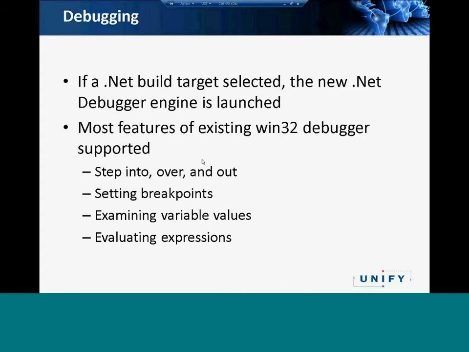And to finish this presentation, talking a little bit about the debugger, I mentioned before that we have a new debugger, but it's, again, totally integrated into the Team Developer IDE. So if a .NET build target is selected, the new .NET debugger engine is automatically launched. Most features of the existing Win32 debugger will be supported, and we are going to allow step into, over and out, set breakpoints, examine variable values, and evaluate expressions exactly like we do now for the Win32 standard native TD world.